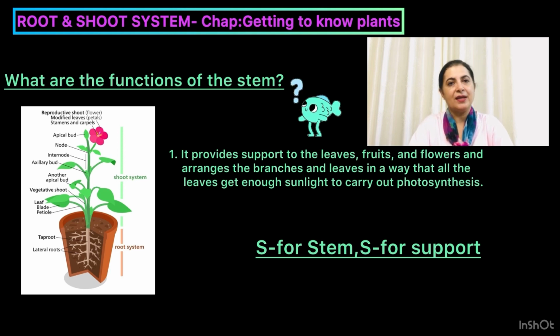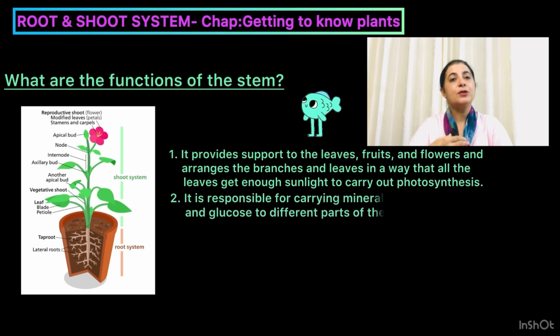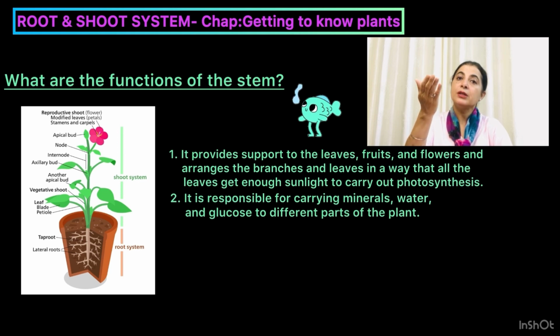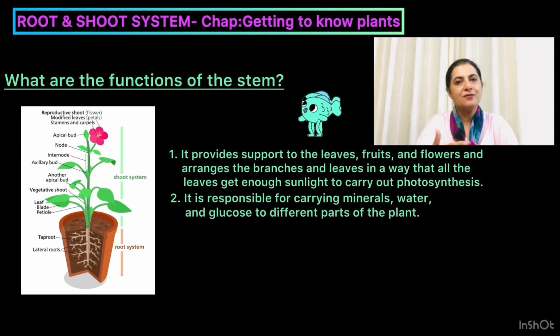Now, another thing is, it is like a pipe. Pipe means that it is helping to conduct something, to transport something. And what is it conducting? It is conducting water and minerals which were absorbed by the roots. They have to reach the leaves. How will they reach the leaves? They will reach the leaves with the help of the pipes which are there in the stem. So these were the functions of the stem.